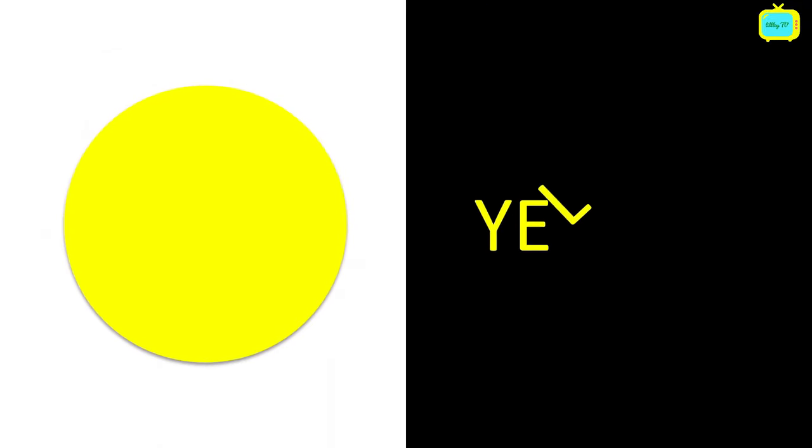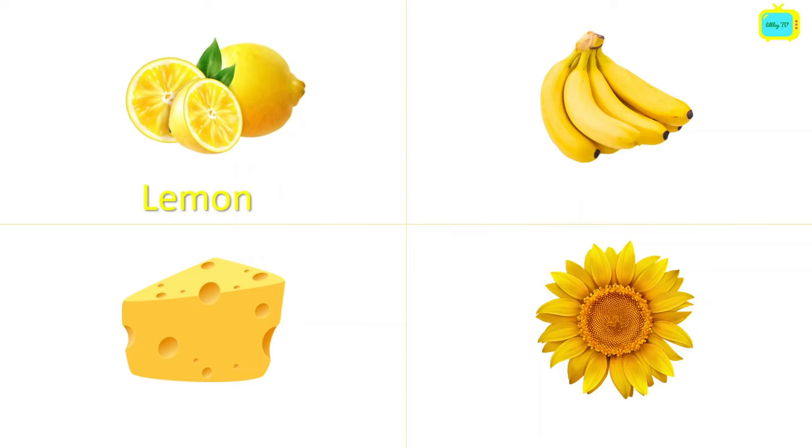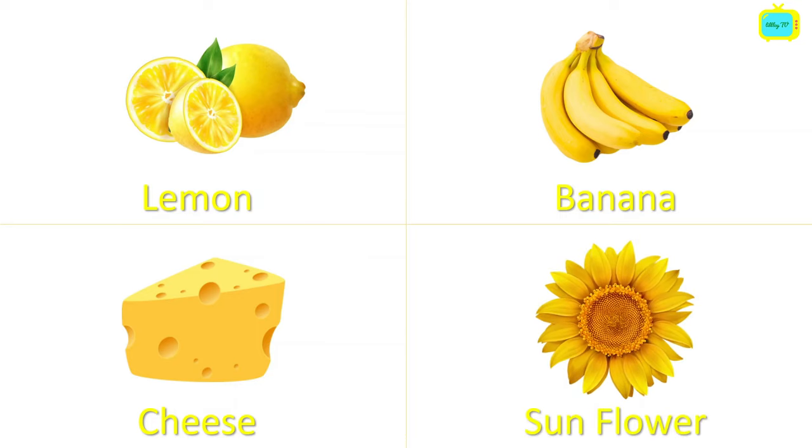Yellow. Yellow color. So let's see what things we have in yellow color. Lemon. Yellow lemon. Banana. Yellow banana. Cheese. Yellow cheese. Sunflower. Yellow sunflower.